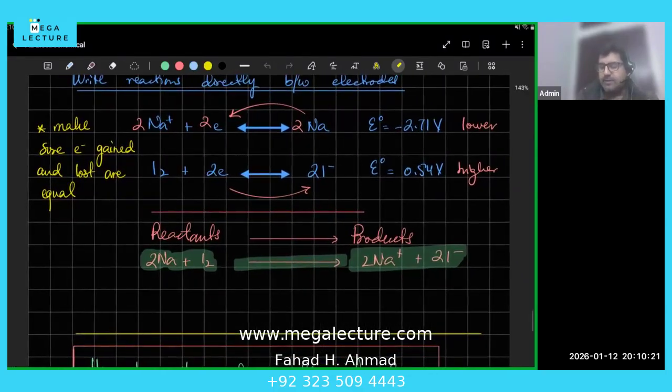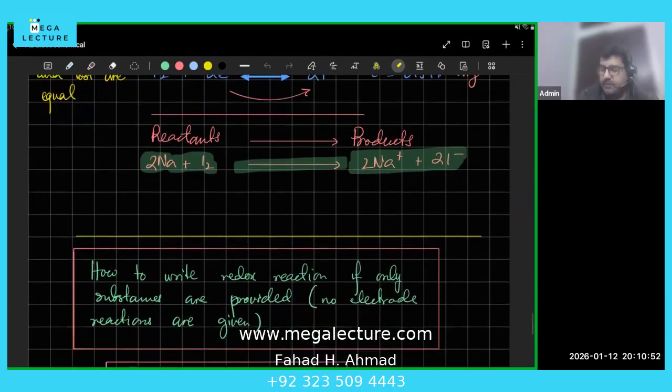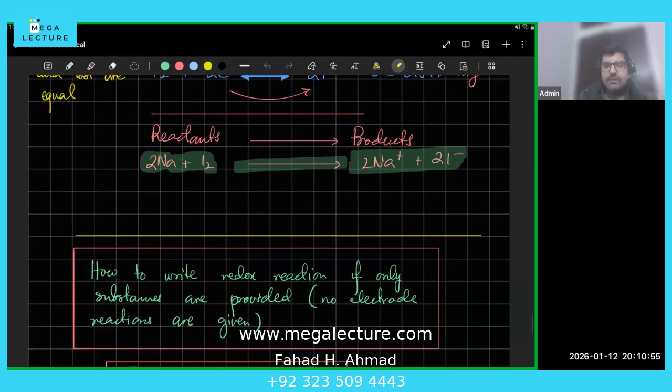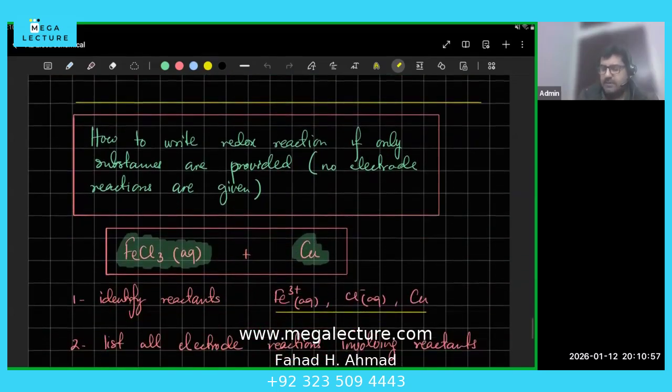You combine the two equations, you add up all the reactants and products, and you get the overall redox reaction. So this is one reactant, 2Na. Which reactant is on the other side? I2. You just add them all up. The products are, in the first one, 2Na plus, and in the second one, 2I minus. You add all of them up and you get a complete equation. The only thing you have to do is make the number of electrons gained and lost equal. The main thing is that higher potential gains and lower potential loses electrons.